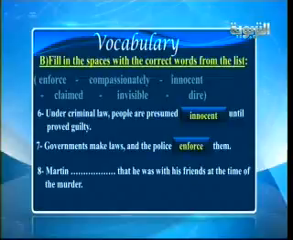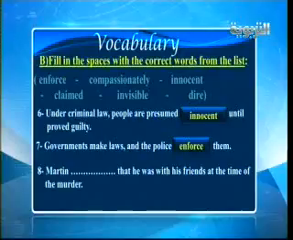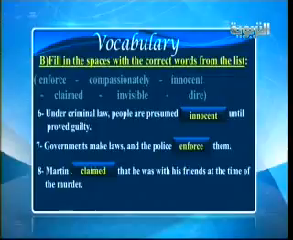Martin blank that he was with his friends at the time of the murder. Now, if you think of the words here, you have the word murder. And people might be, or Martin here might be accused. So, what do you think he would do? He should? Yes? Correct. Your answer is correct. It is claimed. Now, let's move to see the others.